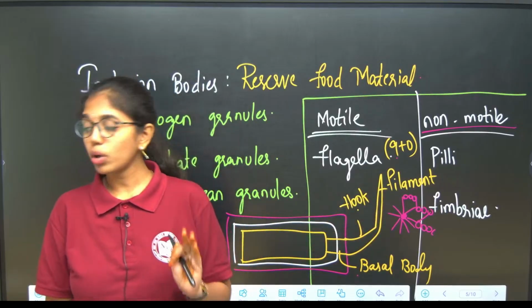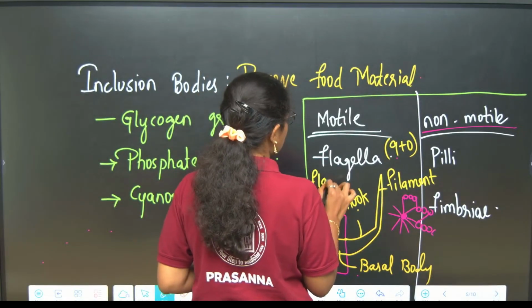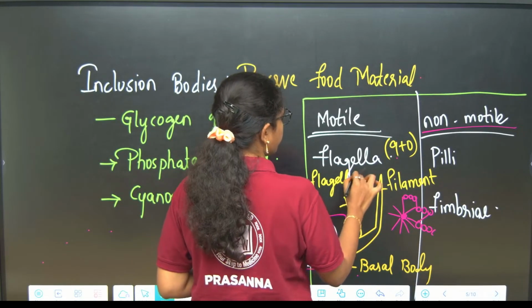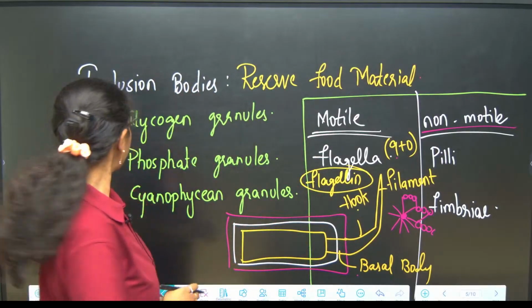And what is the protein that is present inside the prokaryotic flagella? Flagellin. Flagellin is the protein that is present inside the prokaryotic flagella.